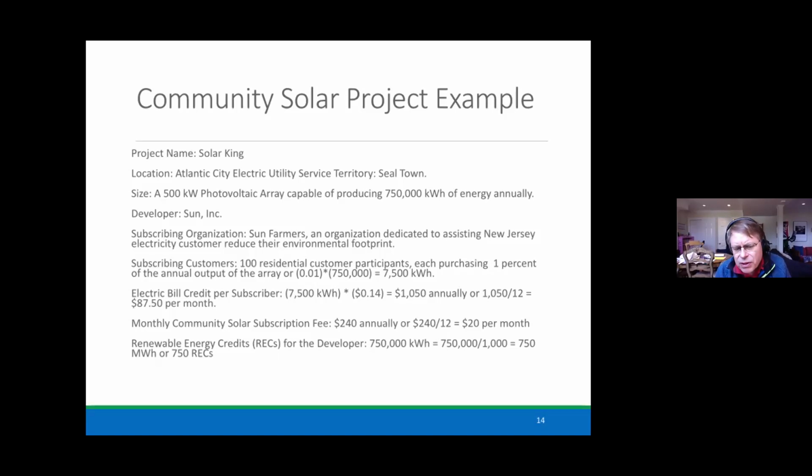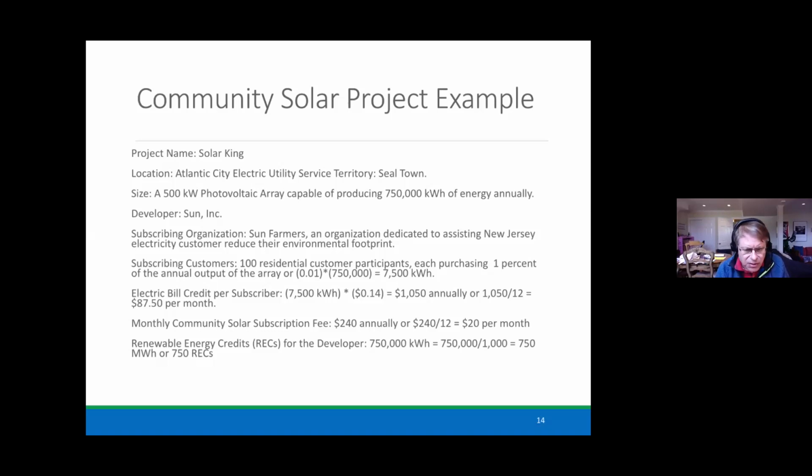And the renewable energy credits for the developer go back to the developer. In this case, it's 750,000 kilowatt hours annually, which is the same as 750 megawatt hours, or 750 RECs. And then the developer is free to sell those renewable energy credits to other suppliers in the market so that they can meet their renewable energy obligations for New Jersey. And those REC values can have substantial values over time.